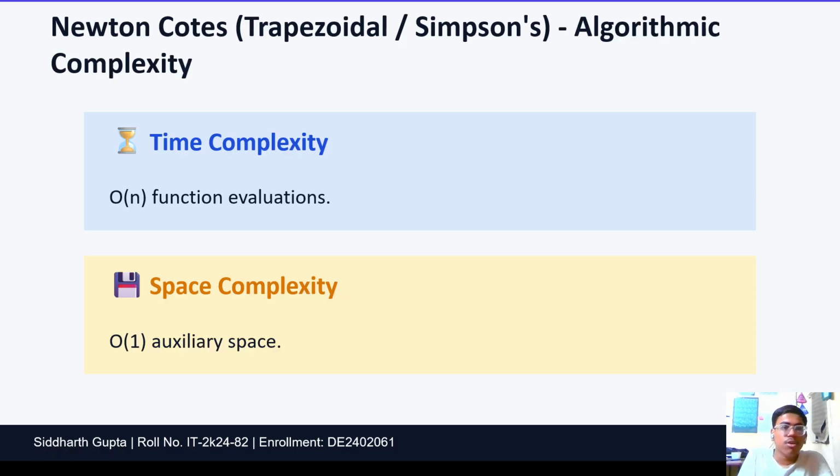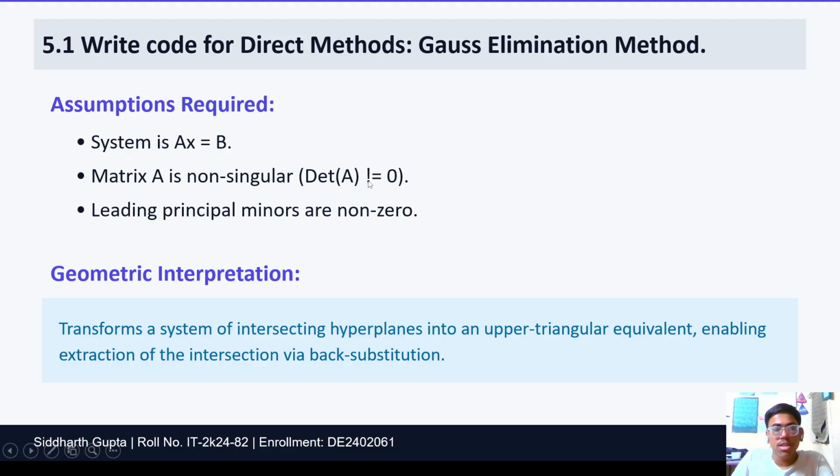Now moving on to time complexity. Time complexity will be big O of n, and space complexity will be big O of 1. Now moving on to linear equations. Linear equations, that is simultaneous equations, where we will be, this is the fifth question.